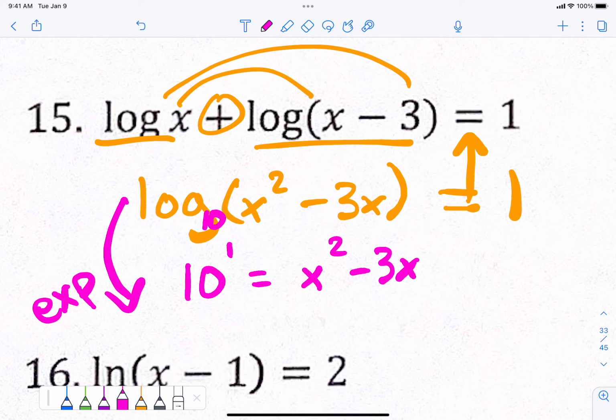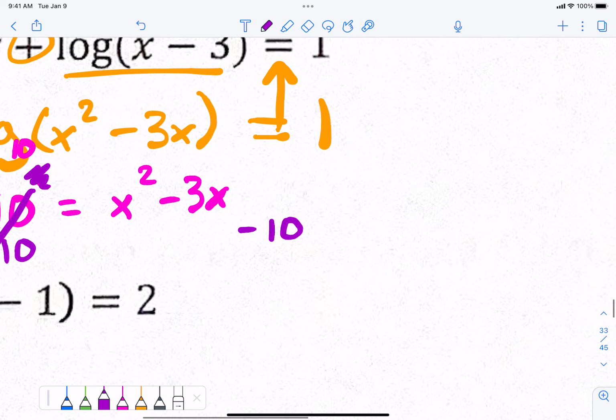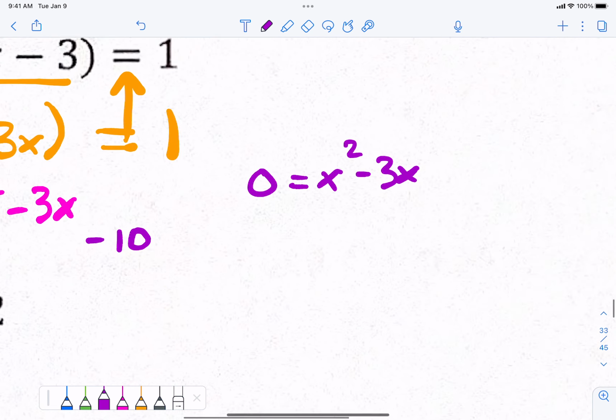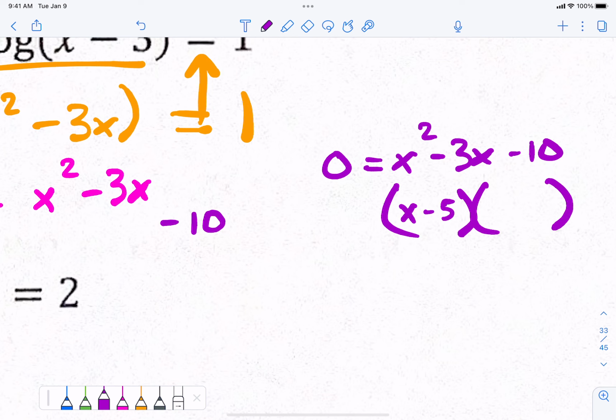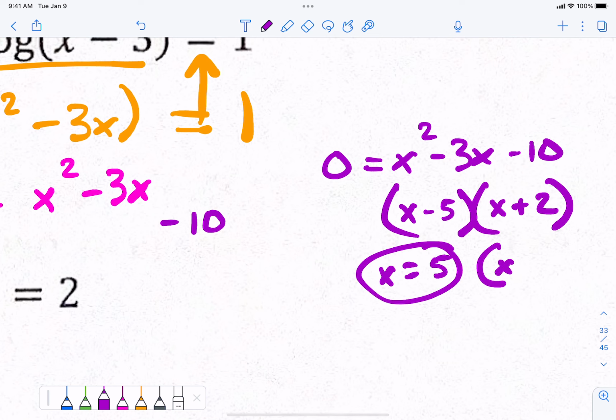What's 10 to the first power? 10. Okay, now what do I do? Subtract the 10 over to make it into a trinomial. 0 equals x squared minus 3x minus 10. That breaks down into x minus 5 times x plus 2. So x equals positive 5, and x equals negative 2.